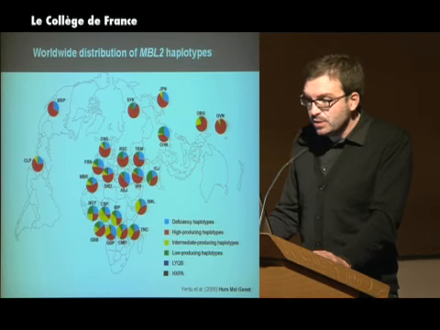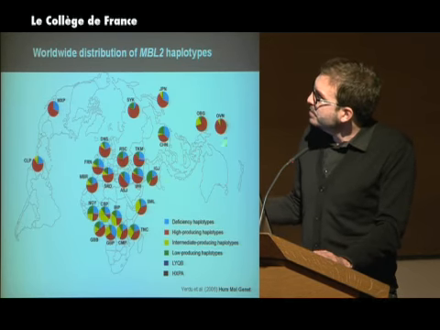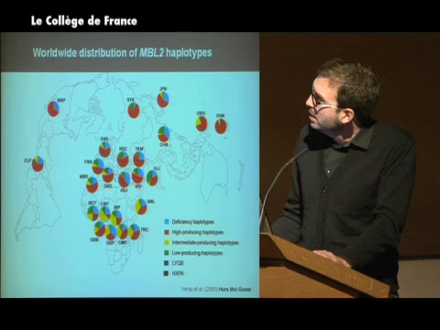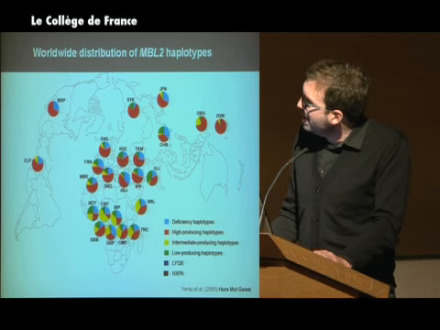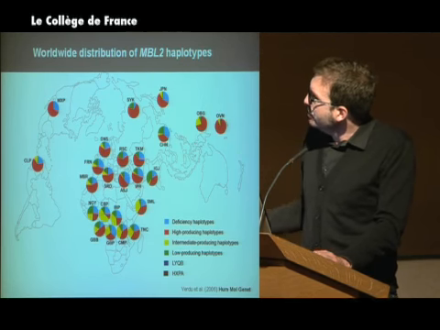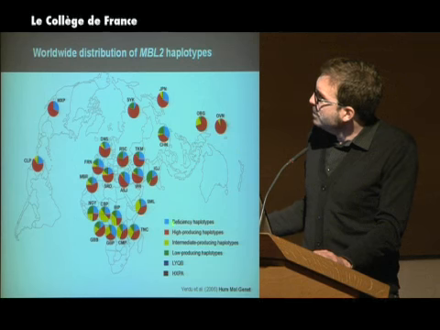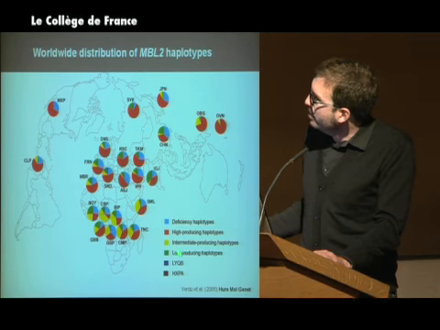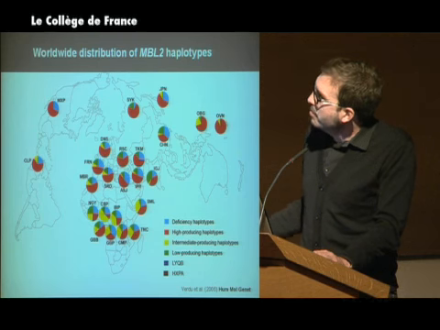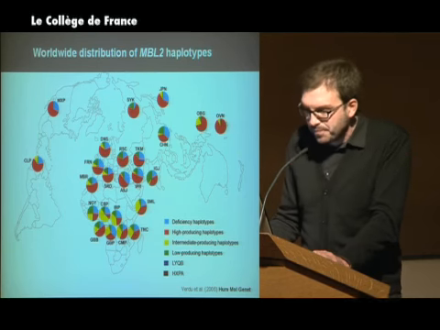So what we did is that we sequenced MBL in different populations worldwide, basically using the Human Genome Diversity Panel of CEPH, and here you can see that deficient haplotypes in blue and low protein haplotypes in green can reach very high population frequencies everywhere.